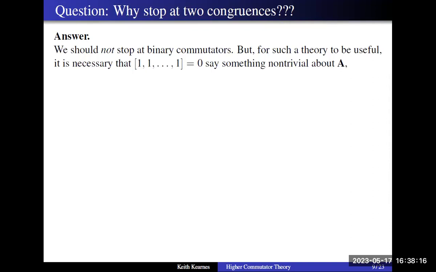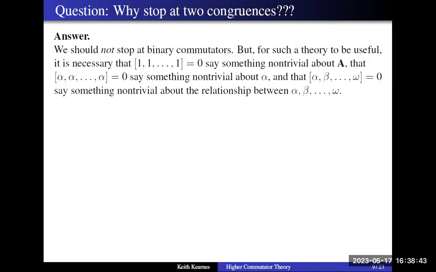But again, everything we said about the binary commutator, the theory doesn't become useful unless you can rule out that you're adding a totally 0 operation. The statement that one commutator 1 is 0 should be a strong statement for this to be a useful theory. And also that for a given congruence, if alpha commutator alpha is 0, I would like that to be a strong statement about alpha. And if I have different congruences and their higher commutator is 0, that should be a strong statement about their relationship.